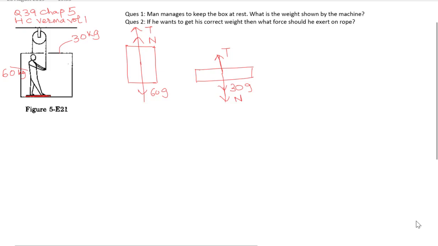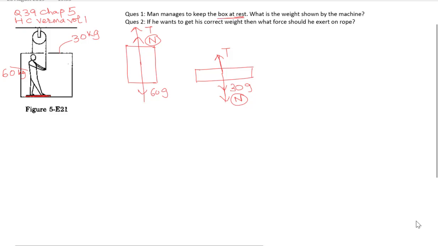man, which I am representing by N, that will be recorded by the weighing machine. So the weighing machine will give you the value of N. There are two parts in this question. In the first part, the man manages to keep the box at rest.